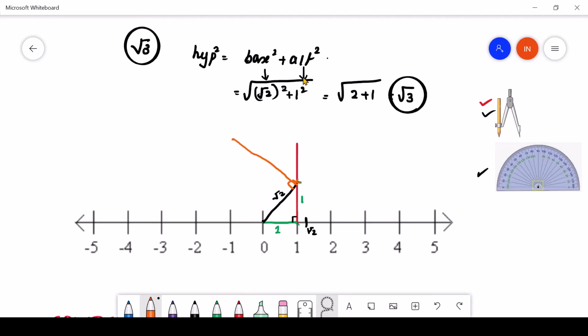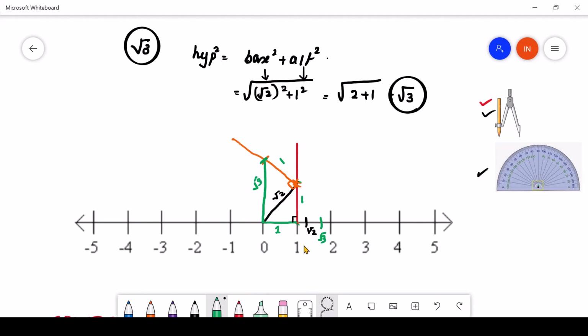Now again, we have to take the altitude as 1 unit. Take the compass, measure 1 unit, mark here 1 unit, keep the compass at this point. So again, what you have to do, you have to join this point, this 1 unit, with 0. You got root 3. So again, measure the 0 to this point and you have to mark it on the number line. So it will come like this. This is root 3. So this process is repeating again to get all the roots. You can draw it easily.